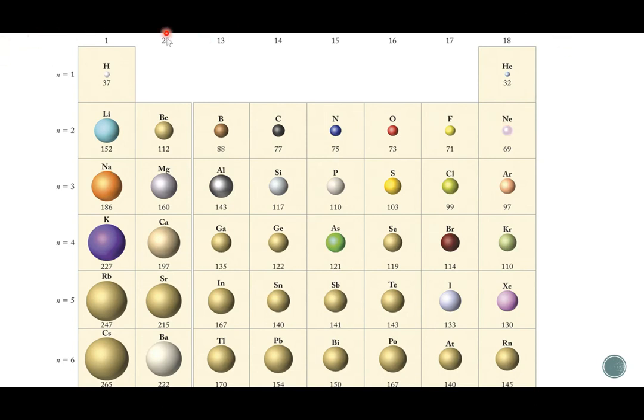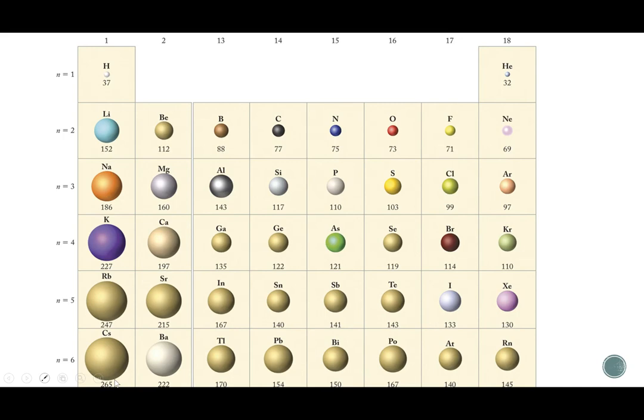So let's look at this first family here. So hydrogen down to cesium. What do you notice about atomic size? Yeah, as you go down the periodic table, the atoms get bigger. Well, that should make a lot of sense. So what are we doing as we go down the periodic table? We're adding energy levels, right?